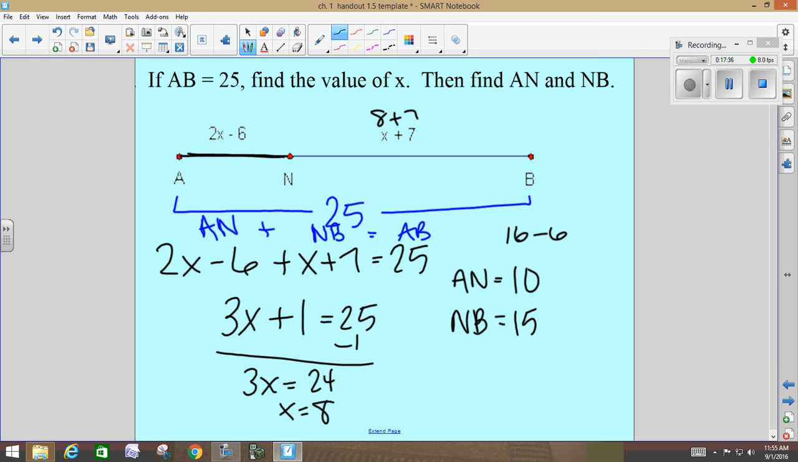Anna, does that make sense with the segment addition postulate that 10 plus 15 would equal 25? Yeah, it would. Algebra, remember we talked about on day 1 and 2, you can check your work. You're using algebra with geometry here. So when you go to check it, now you have to think, does this make sense? That 10 plus 15 would give me 25. Is it logical?